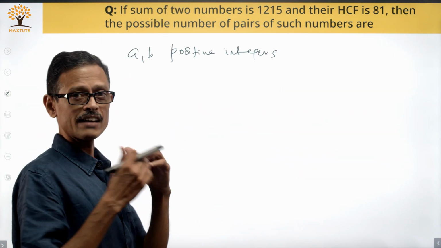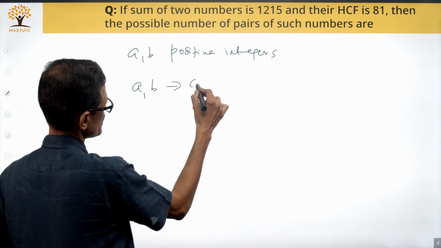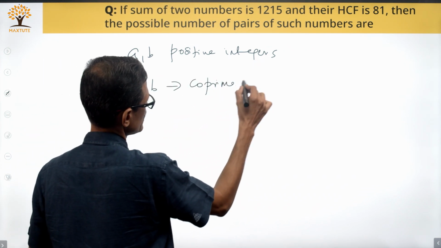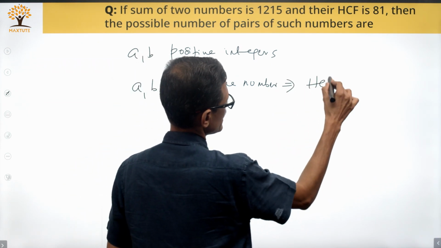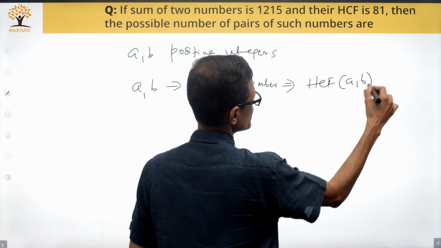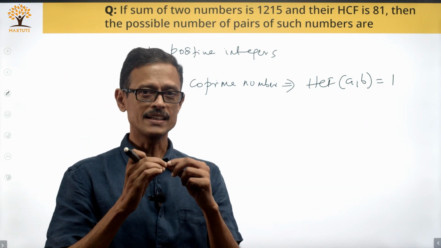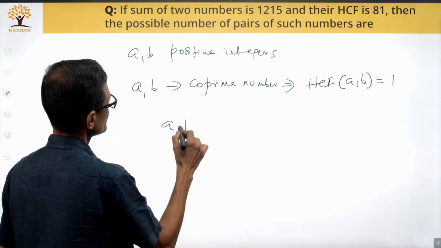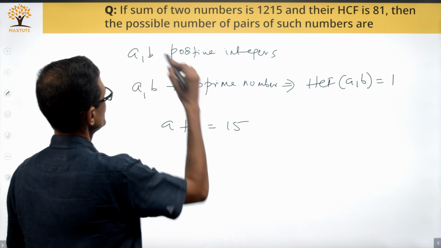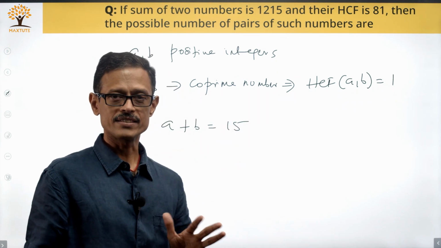If a and b cannot have any factor in common, then essentially we can represent it 2 ways. a and b are basically co-prime numbers. They have nothing in common. Or, that would essentially mean that the HCF of a and b is equal to 1. So now we need to pick such values of a and b where a plus b is equal to 15, a and b are positive integers, and both these numbers are co-prime to each other.